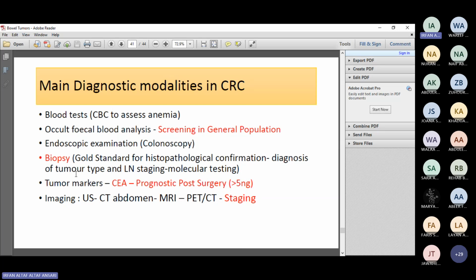How do you diagnose a case of colorectal carcinoma? You have blood tests, CBC, occult fecal blood analysis, especially for screening in the general population, colonoscopy, biopsy. Biopsy is the gold standard for the histopathological confirmation of the diagnosis of colorectal carcinoma, CEA for the prognosis, and obviously imaging for the staging. You need to do ultrasound, CT abdomen, MRI, PET CT. This is for the staging. For the diagnosis, the gold standard is biopsy.